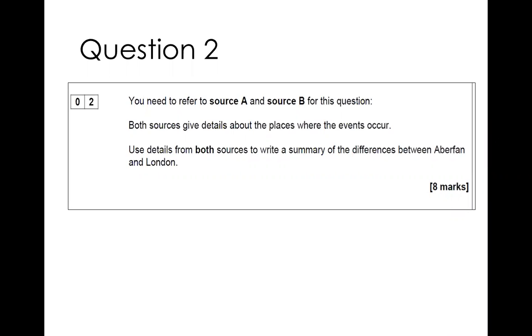Both sources give details about the places where the events occur. Use details from both sources to write a summary of the differences between Aberfan and London. Keywords there: both sources, summary, differences, Aberfan and London, okay? Writing a summary of the differences between Aberfan and London. Your ability to identify and draw information out of a text, your ability to show understanding of what is going on.